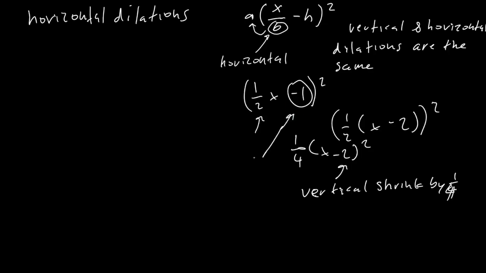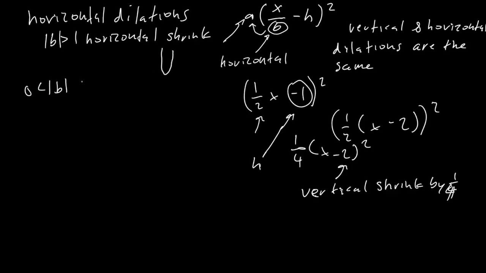That's why I wouldn't advise you to deal with horizontal ones, because you can't actually translate the graph if you have something in the h value. So I would almost always factor it out. However, if they do ask you for horizontal dilations, you have to say when b is greater than 1, there's a horizontal shrink, and that basically means the graph becomes skinnier. And if b is between 0 and 1, there's a horizontal stretch, and the graph becomes wider.